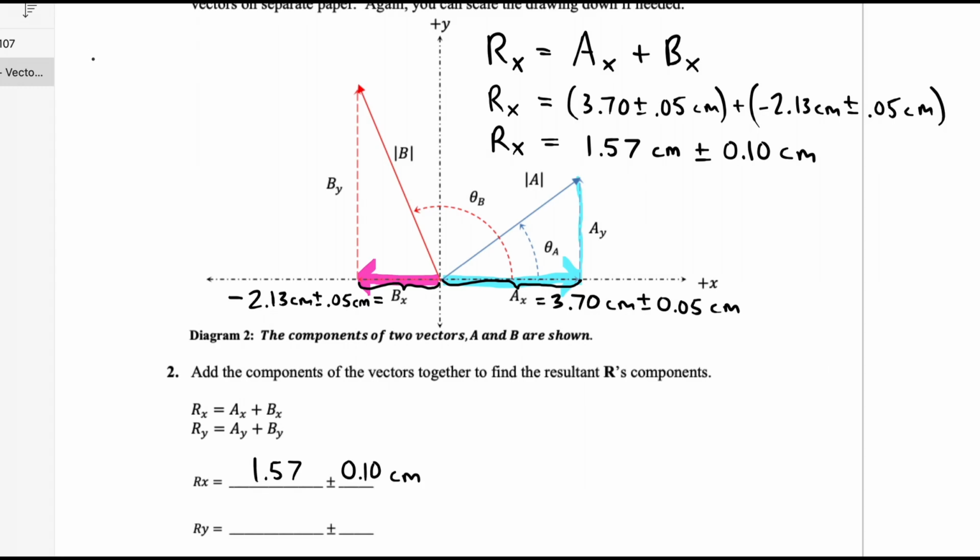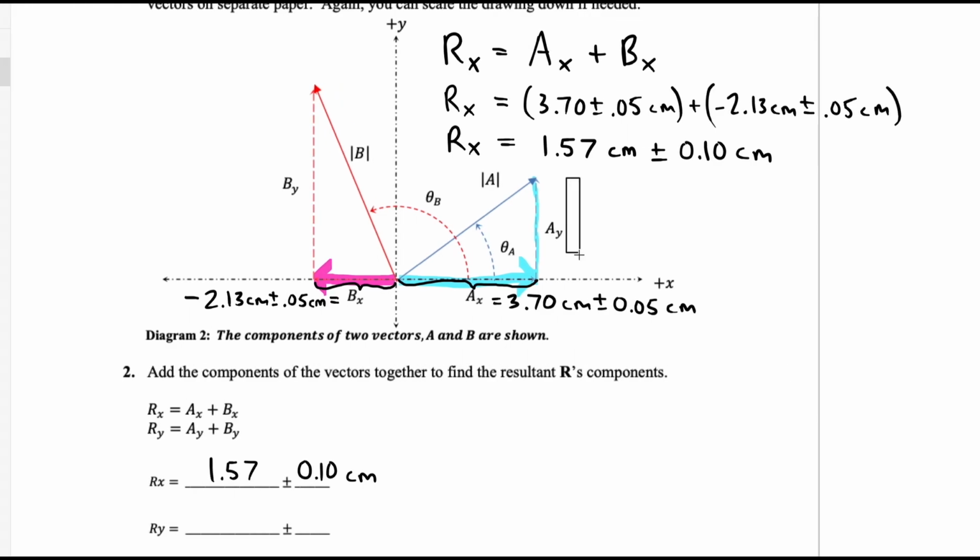Next, I have to measure the vertical components of A and B. So in order to do that, I want to figure out how high off the axis is vector A's head. So you can line up your ruler like this, perpendicular to the x-axis, and figure out how tall is that AY component. I get that AY is 2.64 centimeters plus or minus 0.05 centimeters.